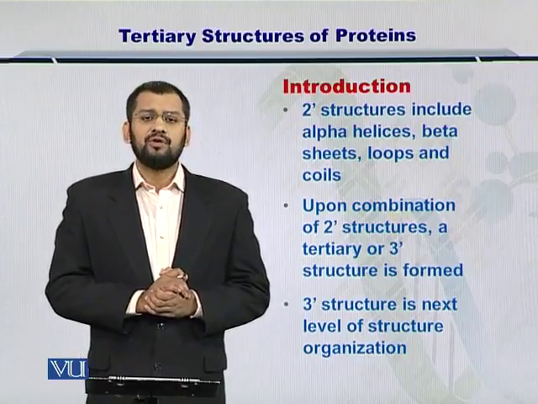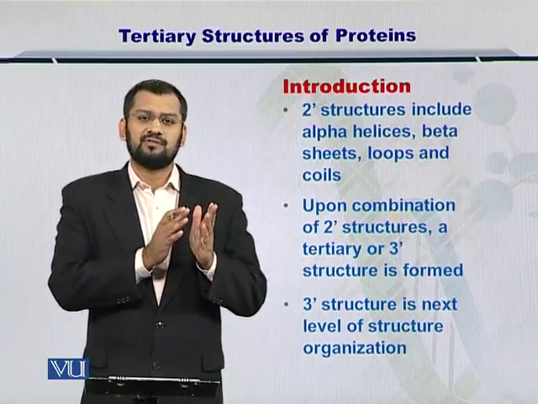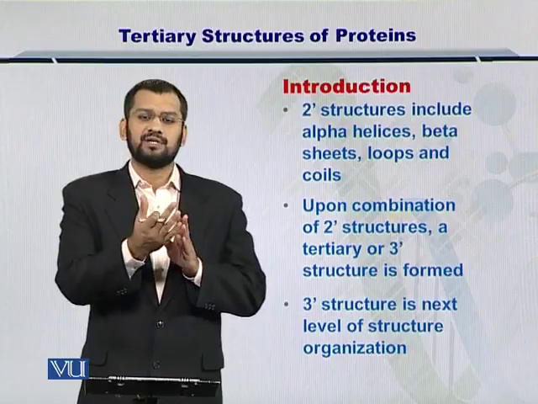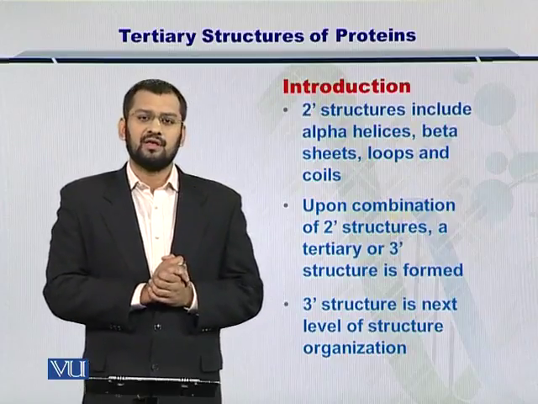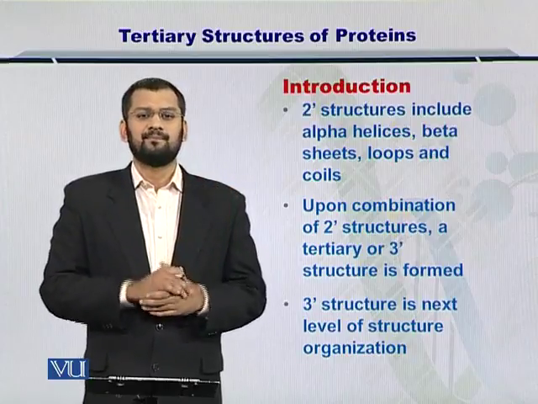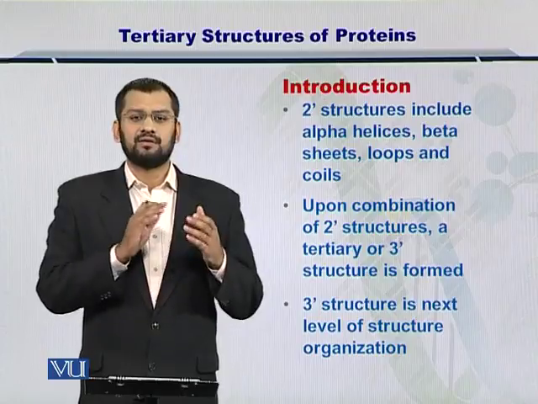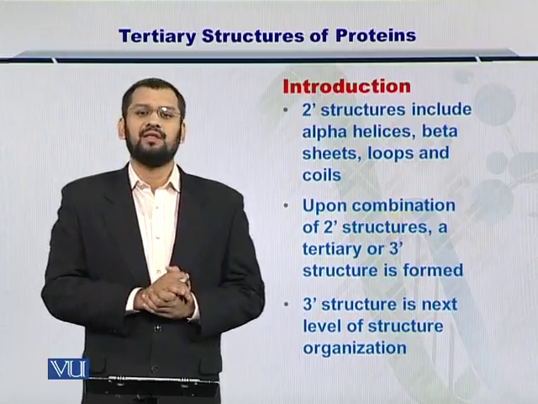An important point to note here is that there can be multiple combinations in which the alpha helices, beta sheets, the turns, and the loops can be organized. So if they can be organized in so many combinations, then obviously the tertiary structures of the proteins can have a large variety in them.